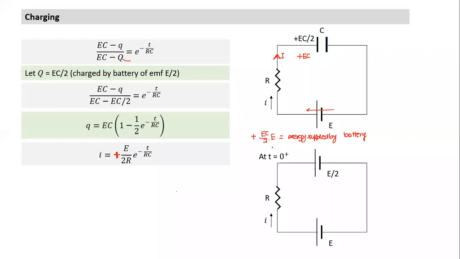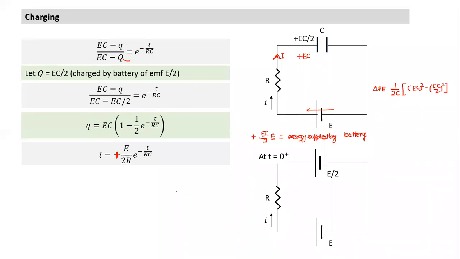Nitya, this is the energy supplied by the battery. And what is the change in potential energy? From initial charge EC by 2, the charge has increased. Of course, delta P will be positive. Delta P will be equal to 1 by 2C times final charge squared minus initial charge squared. And then can we calculate the heat dissipated? Yes, now we can calculate the heat dissipated.